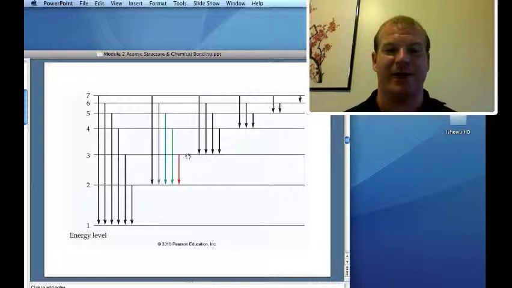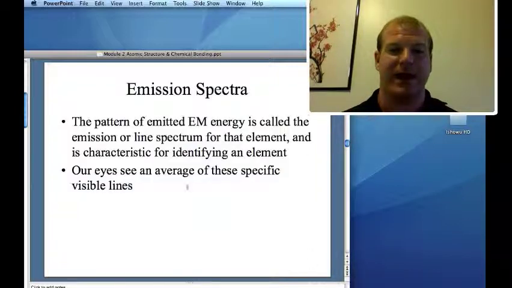And here's another way of looking at it: the different energy levels, as they relax down, emit different colors, different energies of light. When we look at hydrogen, it looks kind of pinkish if you look at the spectrum. Why does it look pink? Well, it's because our eyes are not spectrometers. We have simple eyes. We see an average of all the colors put together.